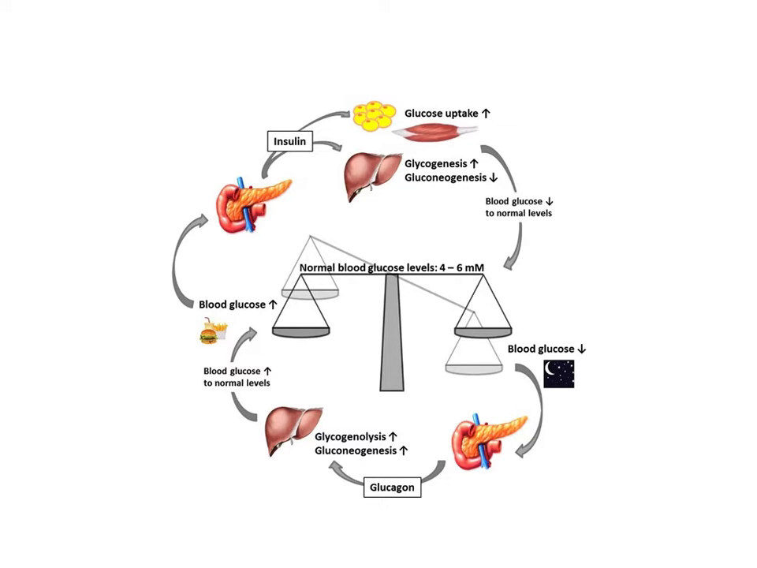So from where are these hormones secreted? From the pancreas. In the pancreas there are two types of cells, alpha cells and beta cells. Beta cells secrete insulin, alpha cells secrete glucagon. When the plasma concentration of glucose increases, as in this picture, insulin secretion increases. So what does the insulin do?